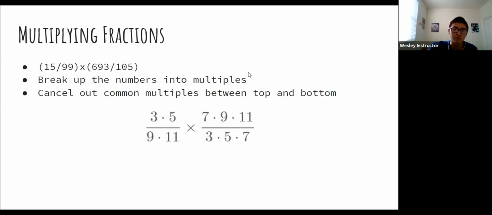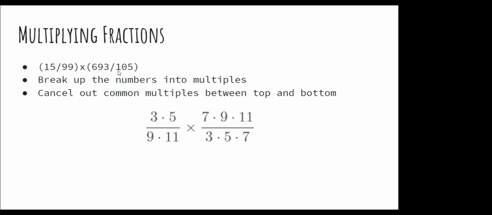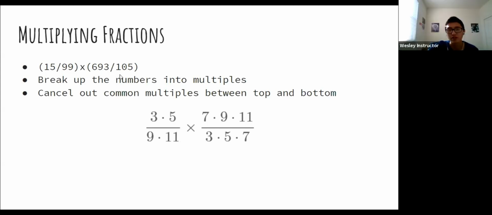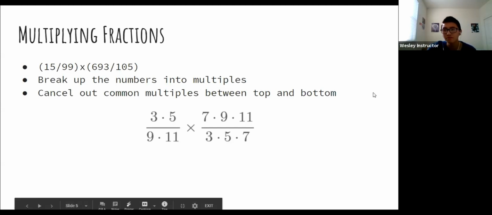And if you have really big numbers in the fractions that you guys are multiplying, you guys can break them down into their prime factorization and then cancel out to make it a lot easier. So for example, 15 over 99 times 693 divided by 693 over 105. So those are big numbers. You guys don't want to multiply them straight out. You guys want to break them down first and then cancel them out.